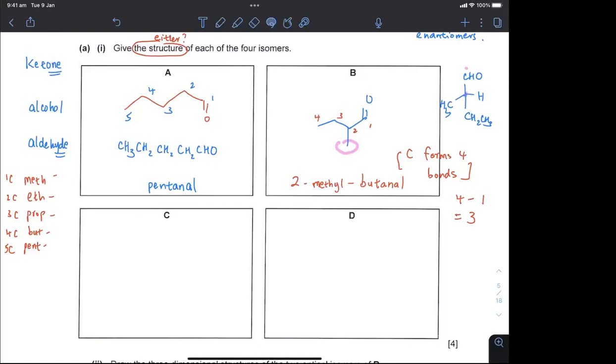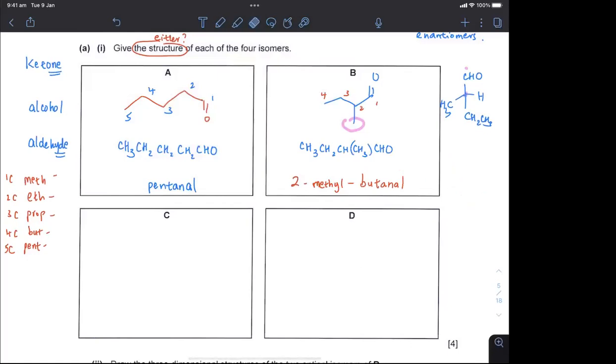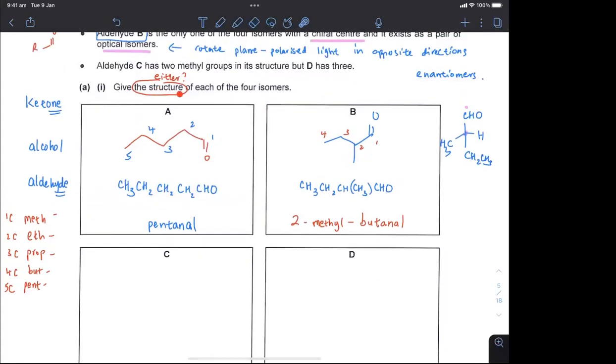Unfortunately, you will not have time for displayed formula in the real thing. And if you do in AS, you will not have that luxury in A2 at all. And you will end up not being able to read the really complicated formula in A2 organic. So be very careful, yeah? They're not asking for both. They just said the structure. So I could have gotten away with just drawing skeleton, to be honest.